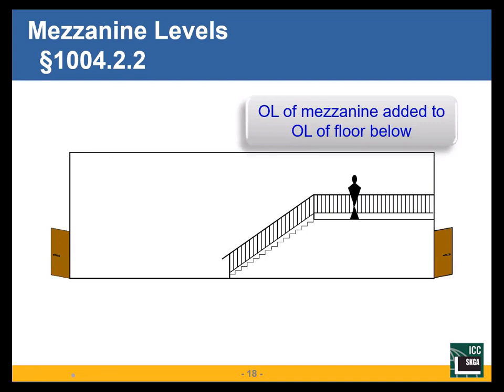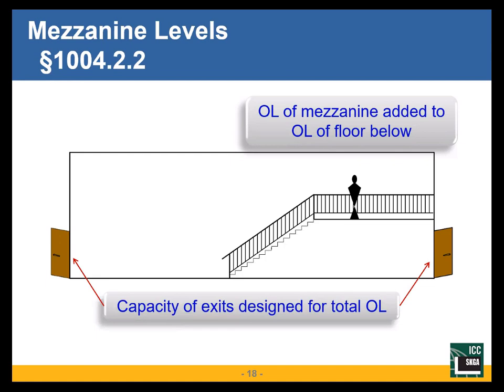The mezzanine: I've got a mezzanine in the building. I look at the mezzanine itself, evaluate the occupant load and the egress from the mezzanine. Then I have to look at the occupant load for the floor below. But I add them together because the mezzanine is exiting through the floor below. When I get down to that main floor, the exiting requirements are based on that combined occupant load.